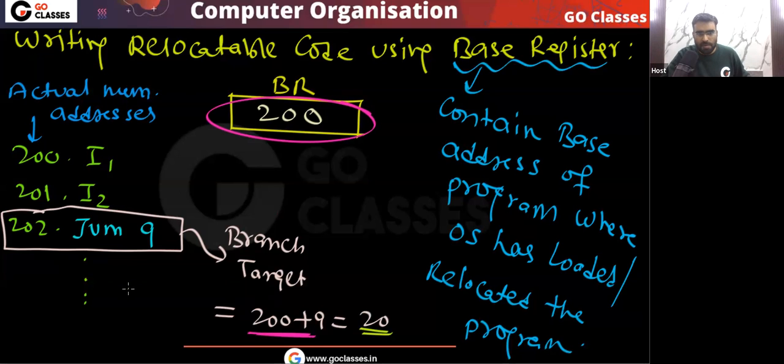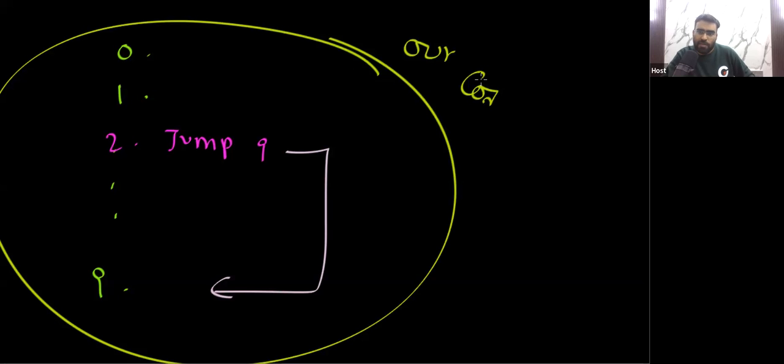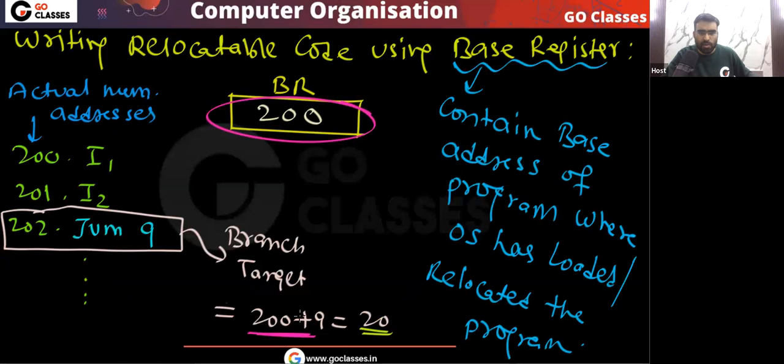If you did not understand, actually what this means is that your code is something like this: 0, 1, and so on. At line 2, you have jump 9, and you are jumping to 9. This was your code after compilation. Is this clear? So you can easily see that you will jump to 209.